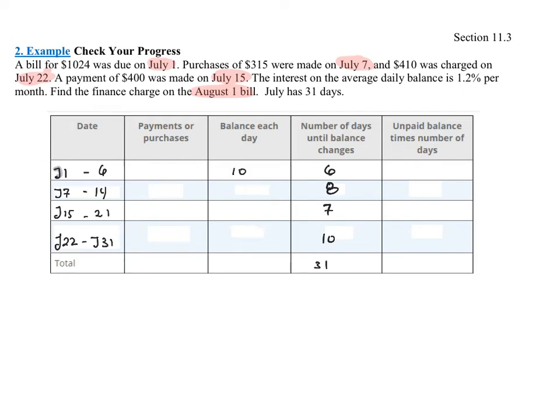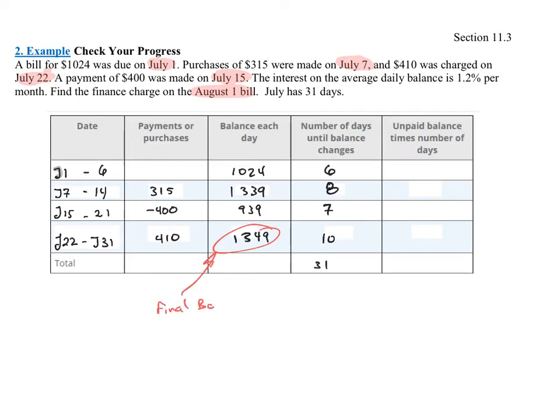Let's look at our balances. The starting balance was $1,024. On July 7th, there was a $315 purchase. So I'm going to add $315 to the $1,024. That gives me $1,339. On July 15th, there was a payment of $400 made. So let me subtract that $400. $1,339 minus 400 is $939. So that's my balance at that point in time. And then on the 22nd, it looks like there was a $410 charge, bringing my balance back to $1,349. Again, this number right here is your final balance.